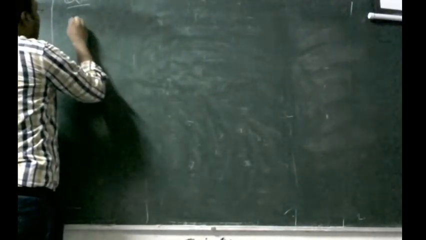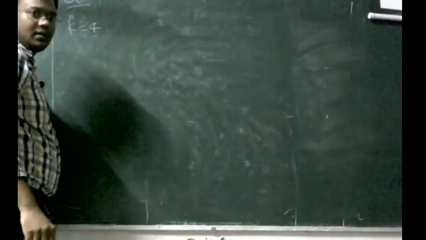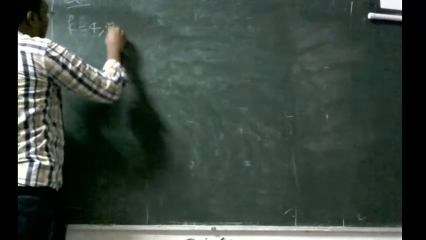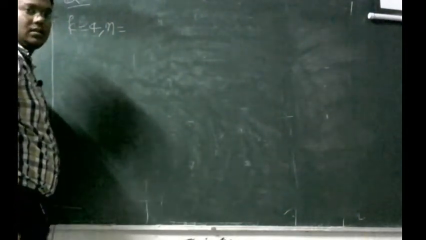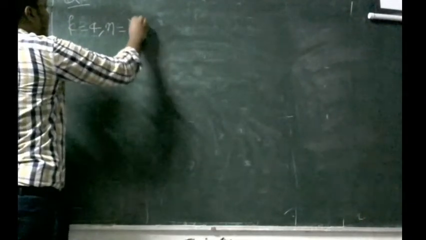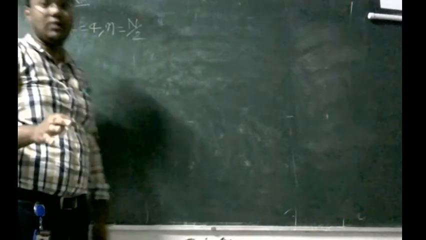Small n will be equal to, okay, what is the value of small n? Four-stroke means n by 2, small n is equal to capital N by 2. First, notice how many cylinders there are and how many strokes there are.